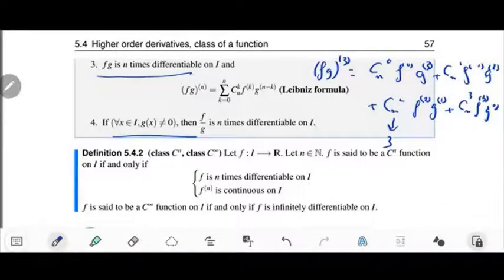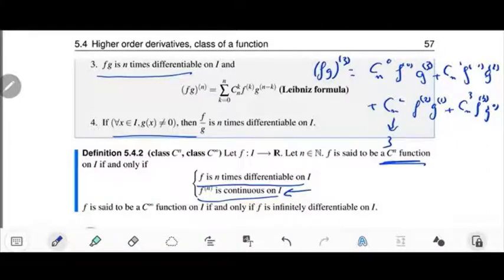Now if f is n times differentiable and all its derivatives are continuous, then we say that f is a C n function, or it's in the class C n. So again, it means that f is n times differentiable and the derivatives are continuous on I. Of course, it's sufficient to say that f n is continuous on I. It means that all the derivatives are continuous on I, because of course they were differentiable, so they were continuous.